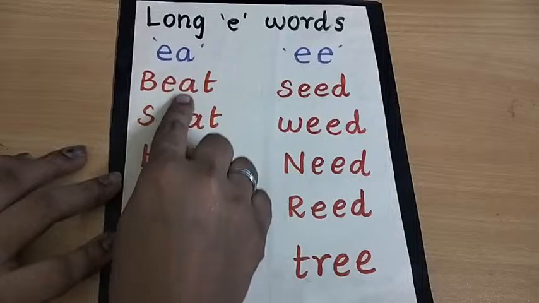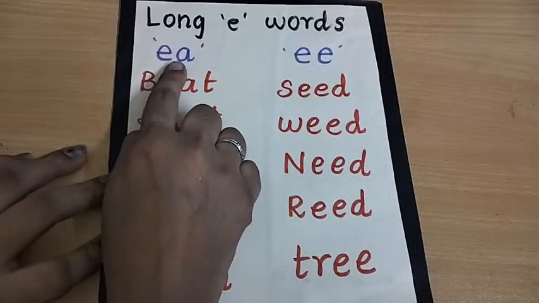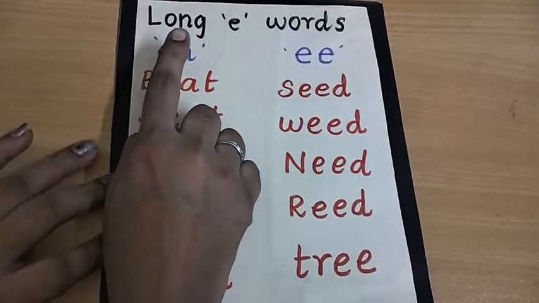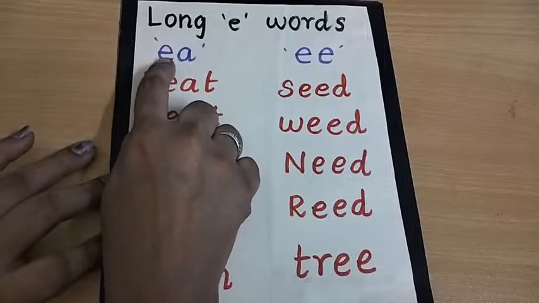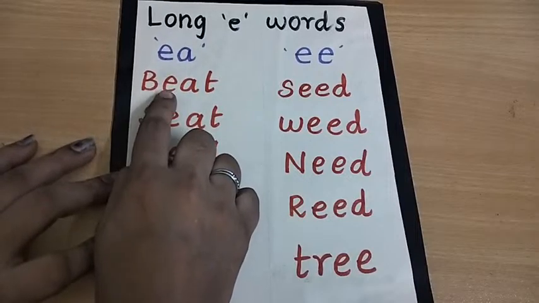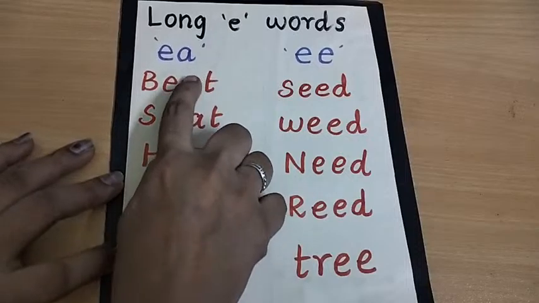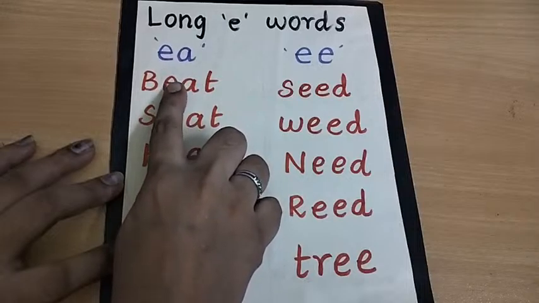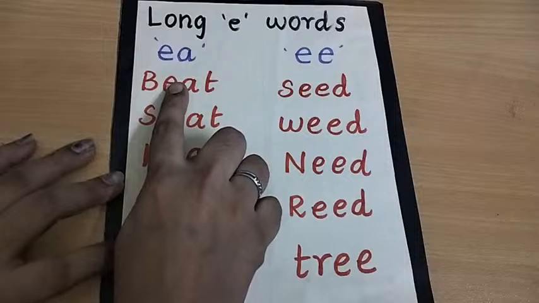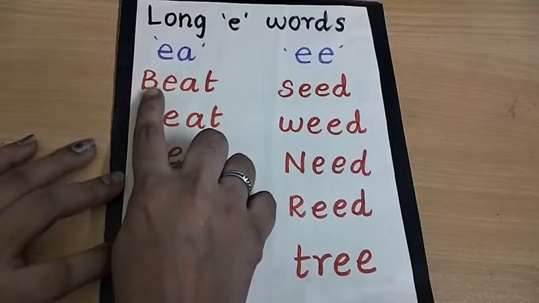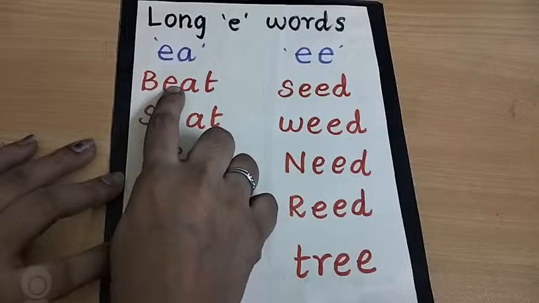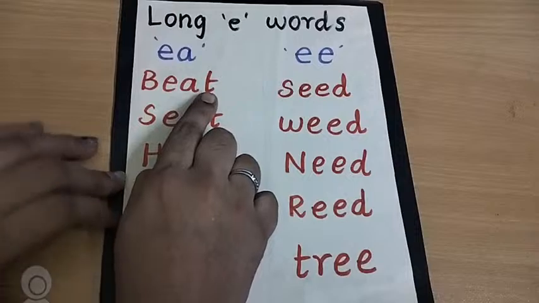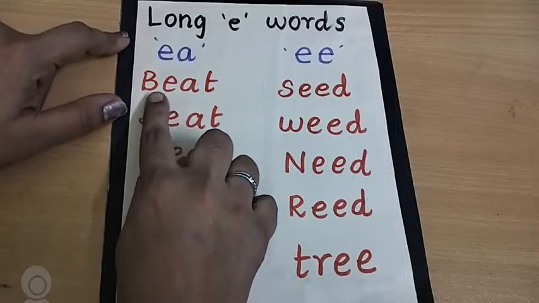Now first we can see the letters EA. In EA, the first letter takes the sound. Already I told you. So EA, what do you have to say it as? E. So B, E, T. The second vowel becomes silent. So you have to take the actual sound of the first vowel. The sound of B is B. For EA, what sound do you have to say? E. B, E, T. The sound of T is T. So B, E, T. Beat.